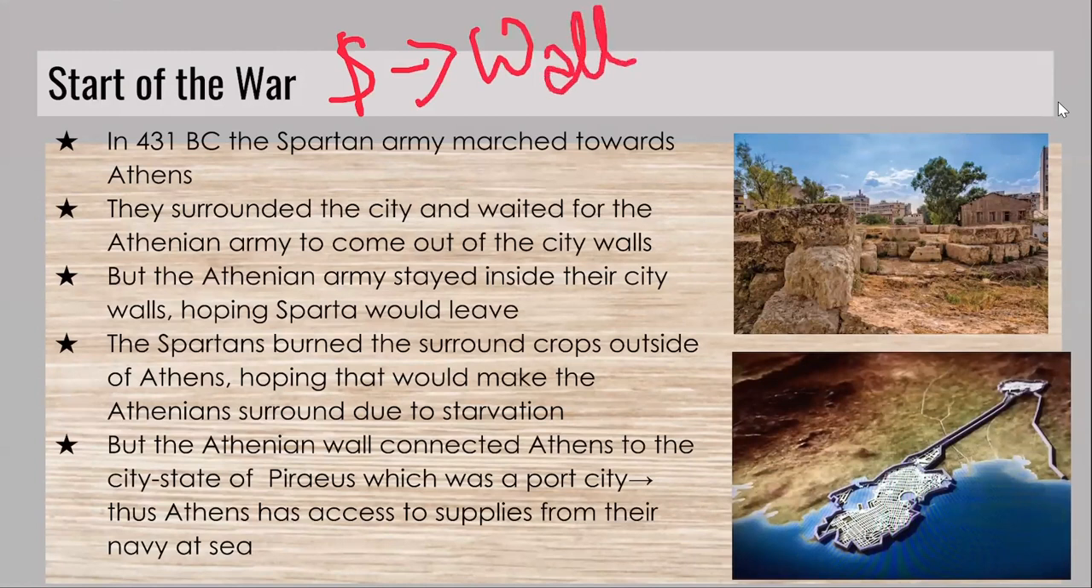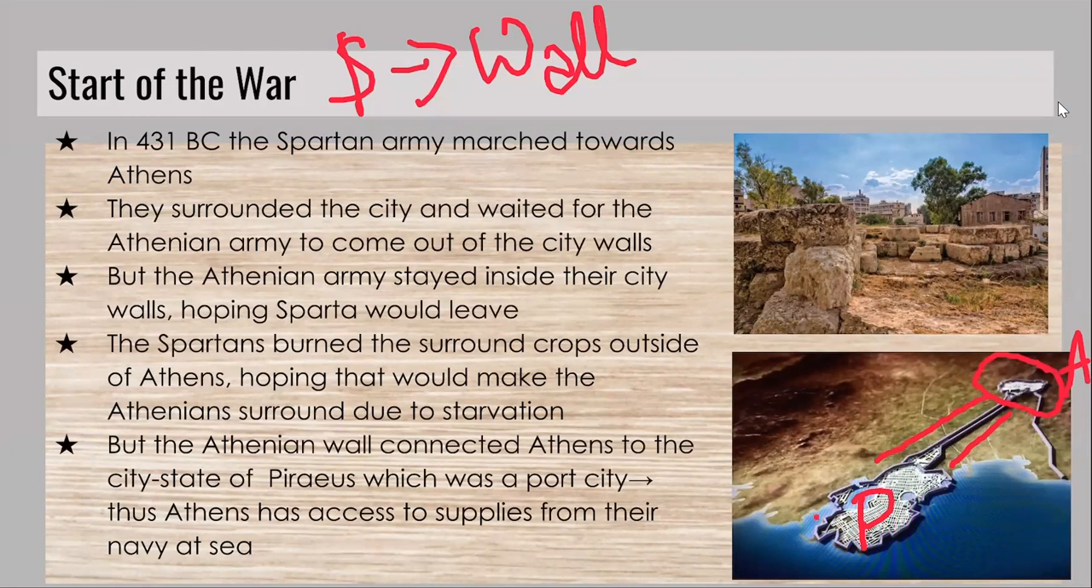Okay? And this is that wall right here. So this way over here, this is Athens, so I'm going to put an A by it. And this is the wall that we're talking about. All right. This is the port city, so I'm going to put a P on top of it. You can see right here we have our sea.